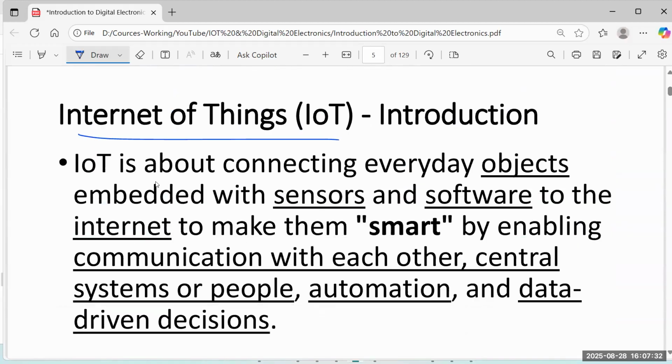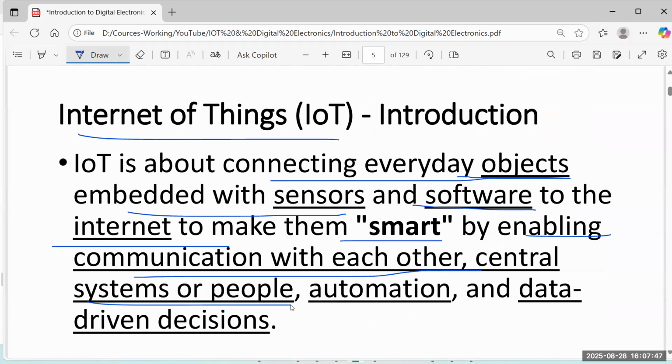IoT: connecting everyday objects embedded with sensors and software to the internet to make them smart by enabling communication with each other, central systems or people. Thereby we can automate and take data-driven decisions. So that means the things are getting smarter because they can communicate with each other and they can be connected to central systems and so on. That is called Internet of Things.